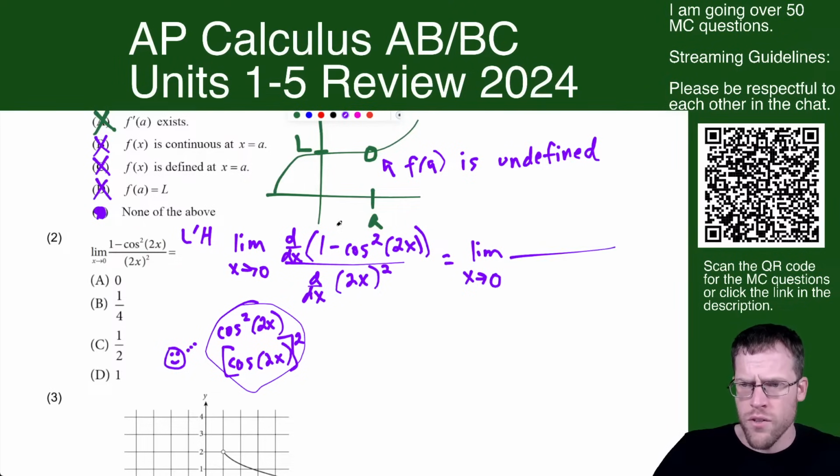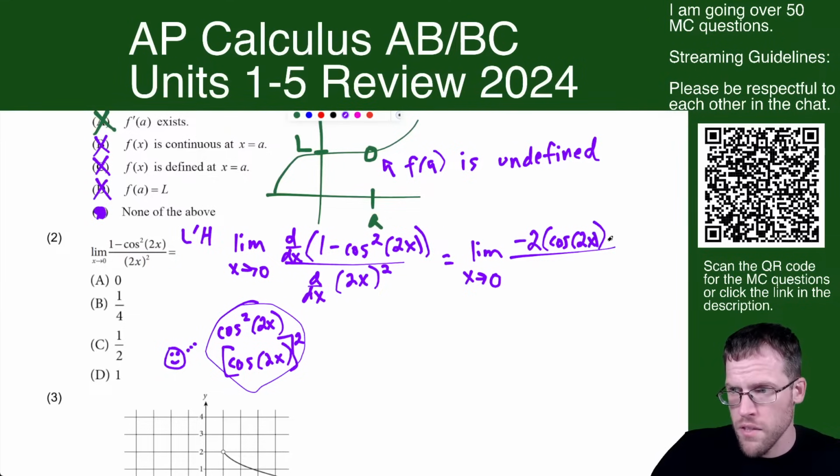So here, the derivative of 1 just goes to 0. Then I have minus, and when I'm deriving here, I'm doing the derivative of the outside, I keep the inside the same, and then I multiply by the derivative of the inside. So the derivative of the outside, I'm using the power rule, so I'm doing 2 times cosine of 2x.